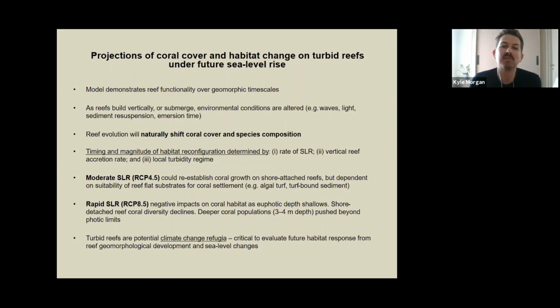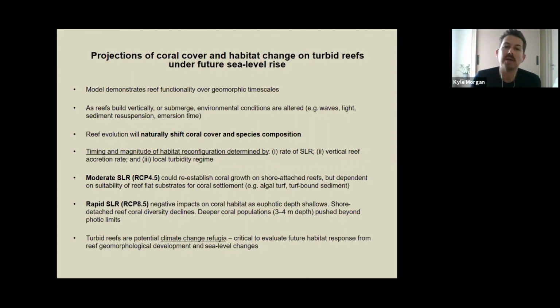So basically, under this principle, as the reefs build vertically or become increasingly submerged through sea level rise, the environmental conditions on reefs are altered. So we get differences in wave exposure, light regime, sediment resuspension, and also the emergence times of corals. So we're naturally going to get a shift in the coral cover and the species composition as reefs evolve and move naturally through their evolutionary stages. Okay, so we may see quite dramatic changes in coral cover that maybe occur naturally in the absence of any major disturbance or anthropogenic inputs or climate-related effects.